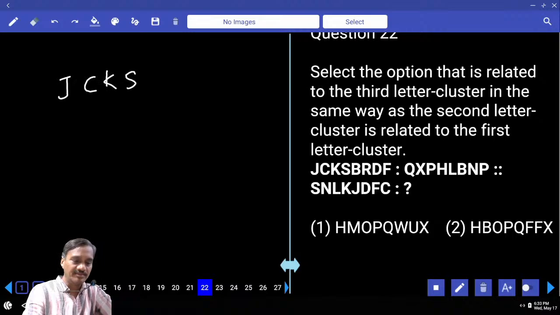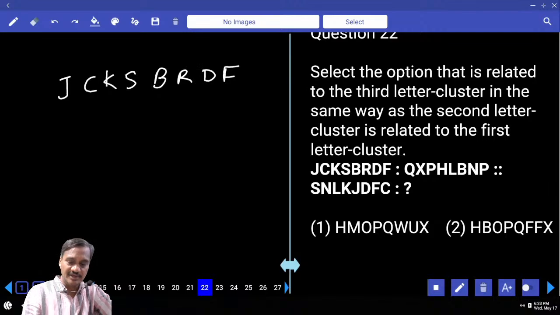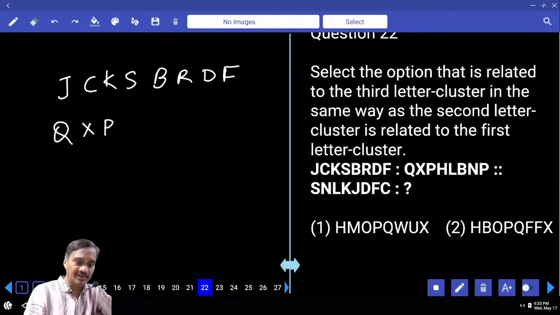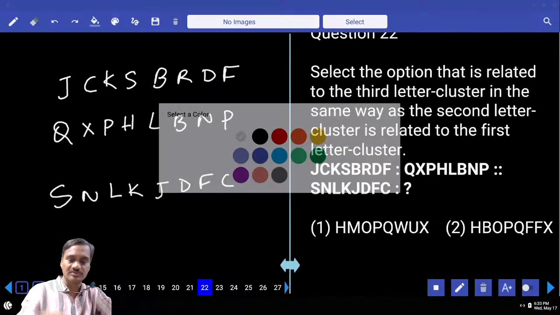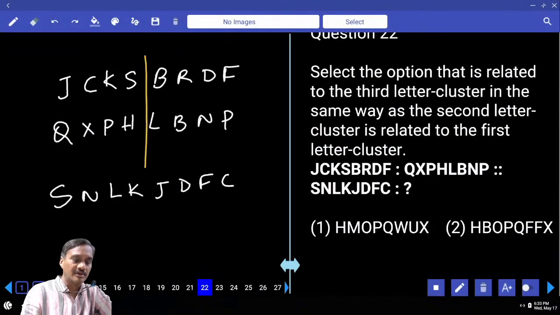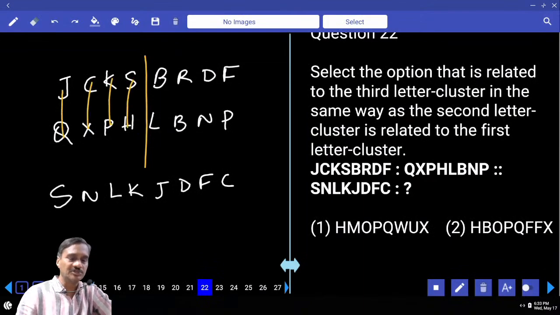Question 22: JCKS BRDF, and here QXPH, QXPH LBNP. Now in the same way, SNLK, JDFC. Then what is the logic to this one? Now J and Q are opposite, C and X opposite, these 4 are opposite. But as here B and L, they are not opposite, the difference is 10.